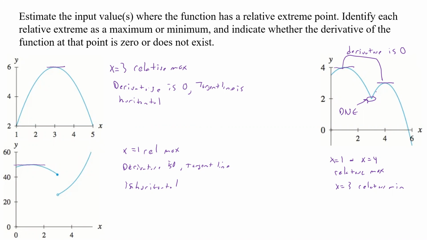So that's going to be a key on points. Sometimes maybe this would be a filled in circle, and so then that would be a relative min as well. But then again, we're not going to have a derivative existing if that was filled in. Okay.